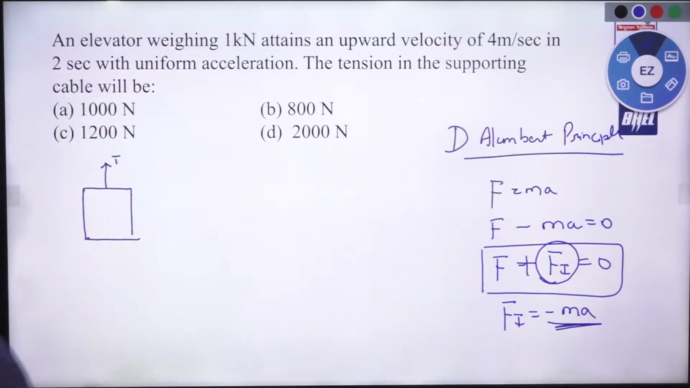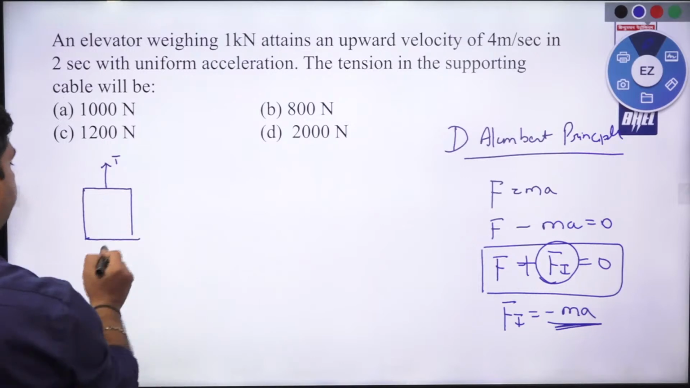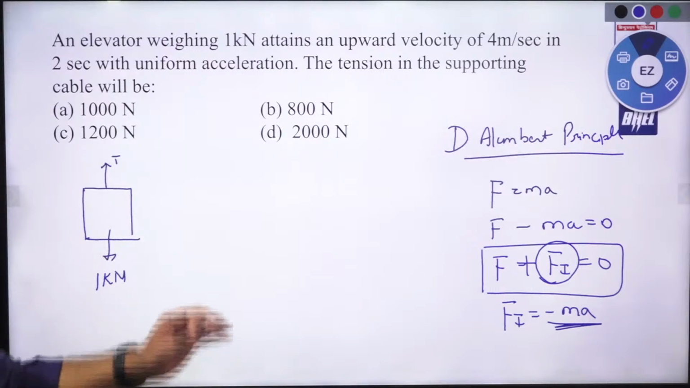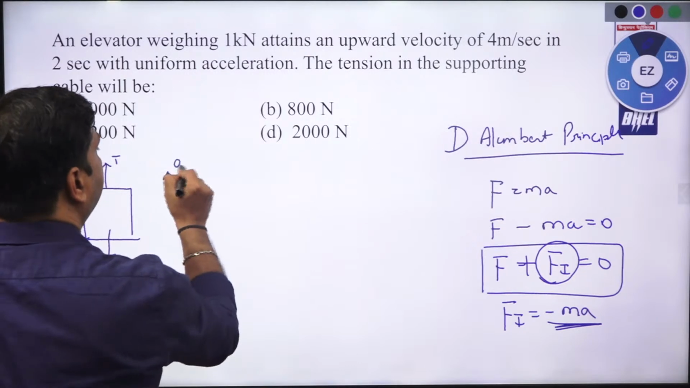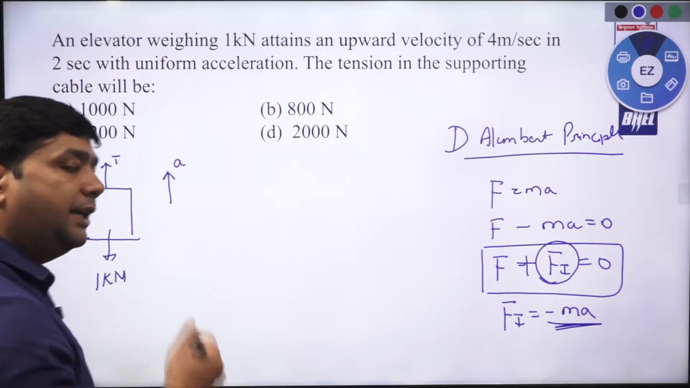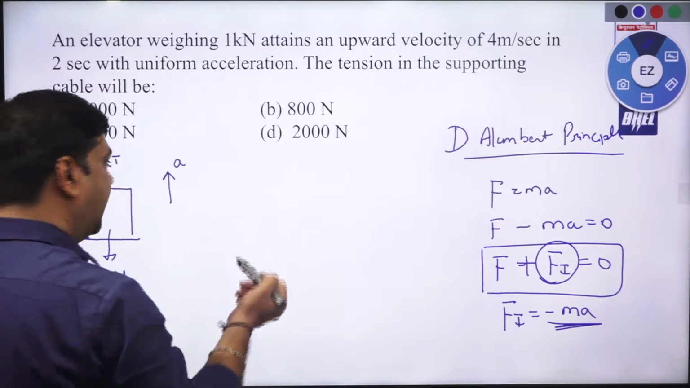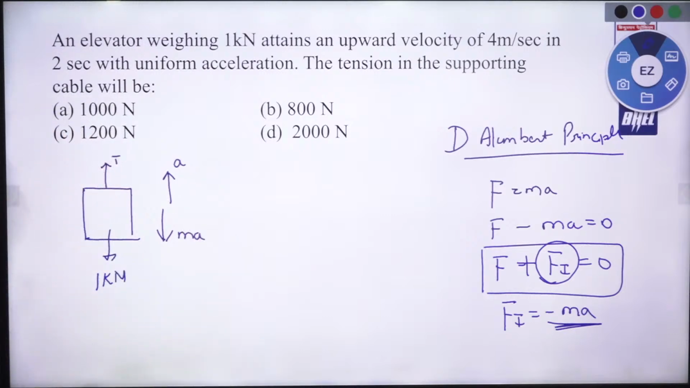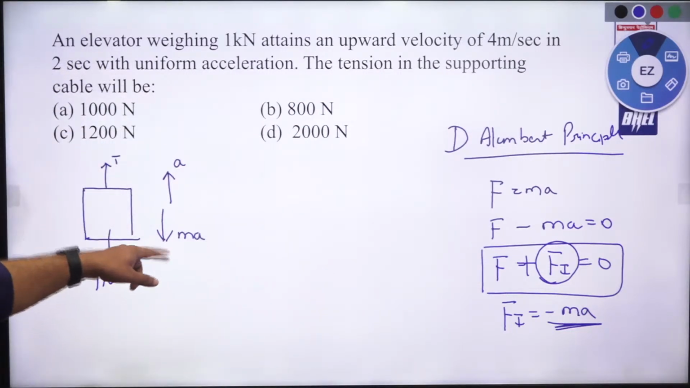So here, what I am talking about is an elevator which has some mass, having a weight of 1 kilonewton. If I take the upward velocity, it means it has acceleration towards the upward. So now the inertia force comes in the opposite direction. So the inertia force is like this, which equals ma. It is given that we have to find out the ma, so we can find out the tension.